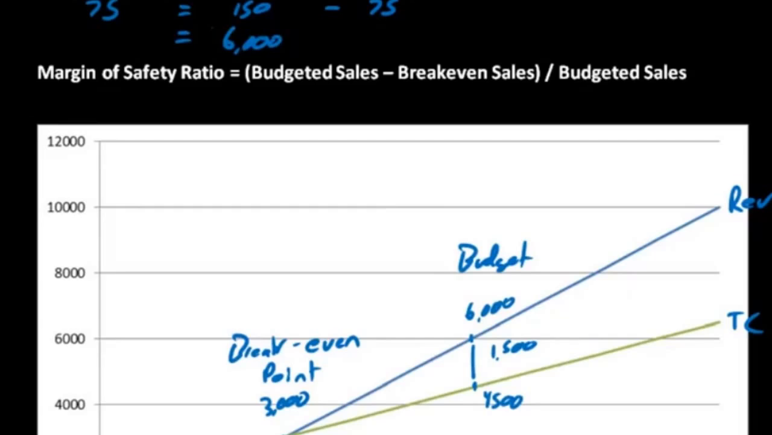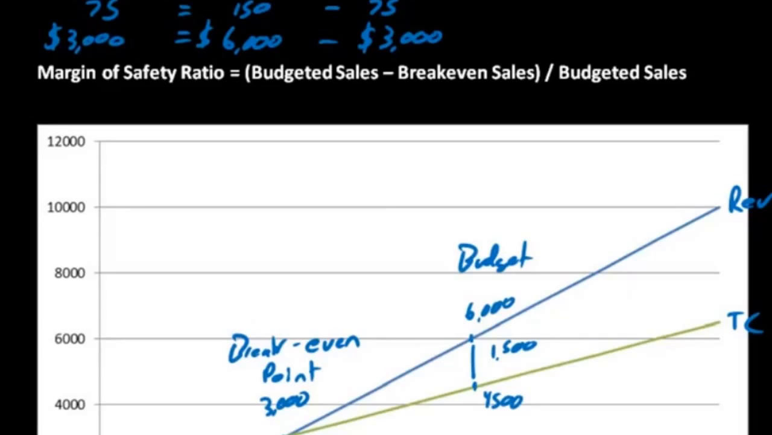You could also calculate this in dollars. My budgeted sales revenue is $6,000. To break even, I need to sell $3,000. And so my margin of safety in dollars is $3,000. So I could sell $3,000 less than what I budgeted and still break even. You can see this gives you an idea of how much risk you're actually taking, because we definitely want to earn a profit, but we want to make sure that we don't take a loss.